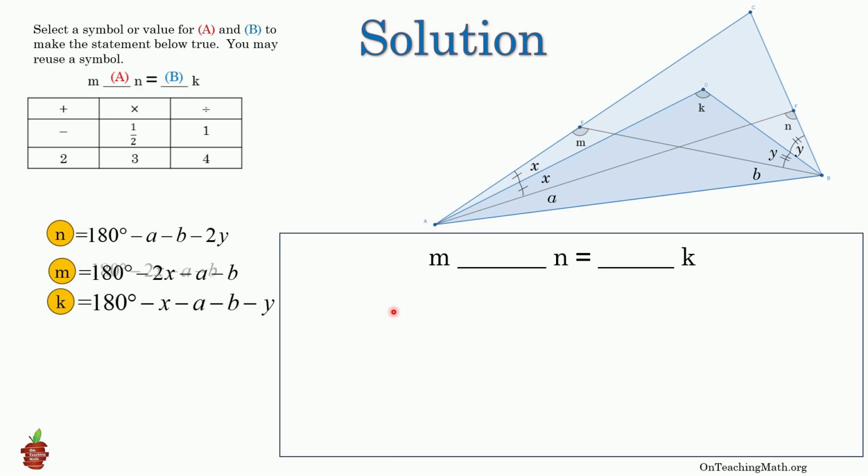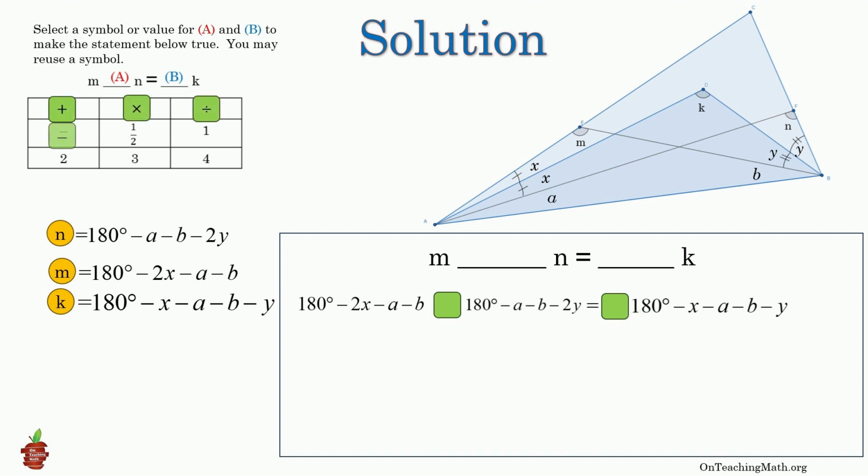So now let's go ahead and put everything together like this right here. So we end up with M, some operation with N, equals some operation with K. Now, 180 plus 180, well, that would be double of this right here. So let's just see what happens. We don't really know, but what happens if we decide to add those things together right there? Well, we would get 360 minus 2x, and then minus A and minus A is minus 2A, minus B is minus 2B, and then, of course, minus 2y, and that would equal this.